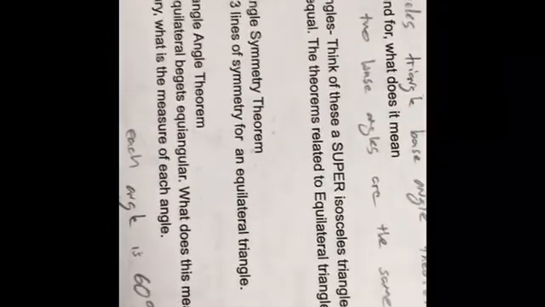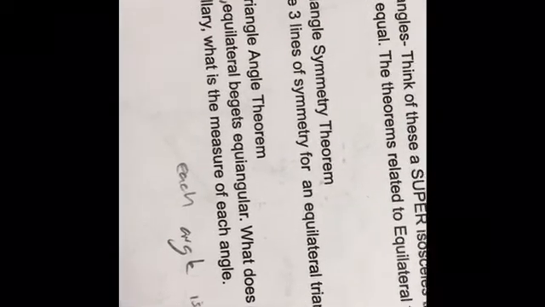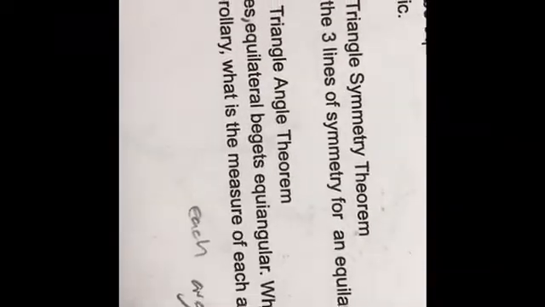The equilateral triangle symmetry theorem says there are three lines of symmetry for each equilateral triangle. So that line, that line, and that line for this equilateral triangle would all be symmetry lines. And the equilateral triangle angle theorem says that, because triangles are so rigid, if I have an equilateral triangle, that means it must be equiangular. Equiangular means every angle is the same.